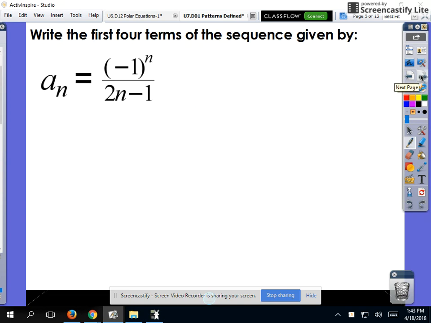Easy peasy. Let's try this out. Write the first 4 terms of this sequence. Well, pause and see if you can figure it out. Give you about 30 seconds to a minute. Try it out.